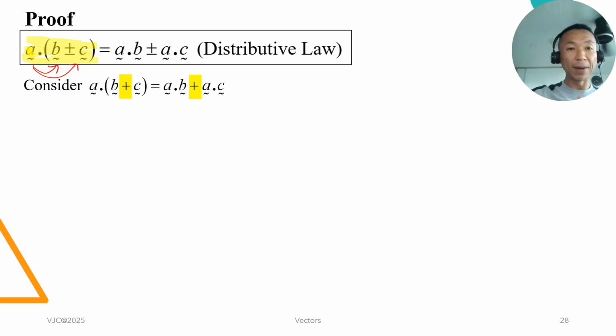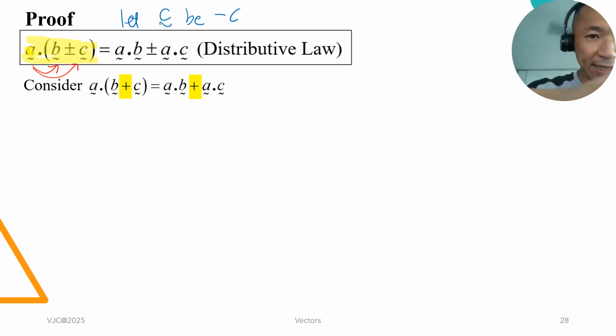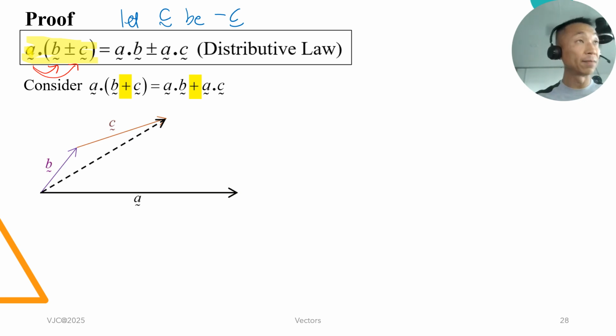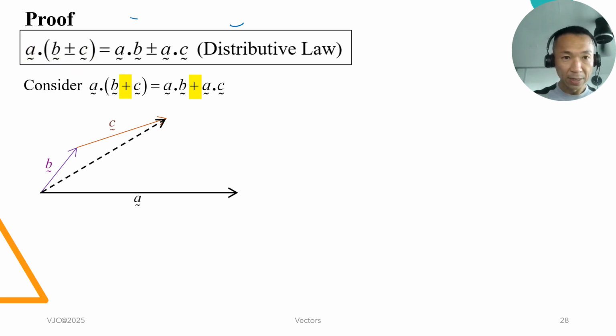Okay, why the plus version will do? Because if you can show for the plus, then minus will work as well, because I can easily let C be minus C and everything should hold as well. So I'm going to show the plus version. Okay, to help me to do that, let's consider the left hand side. The left hand side goes like this. I'm going to first show the left hand side, meaning to say, let me erase this part first. Let me try and show the left hand side, which is this one.